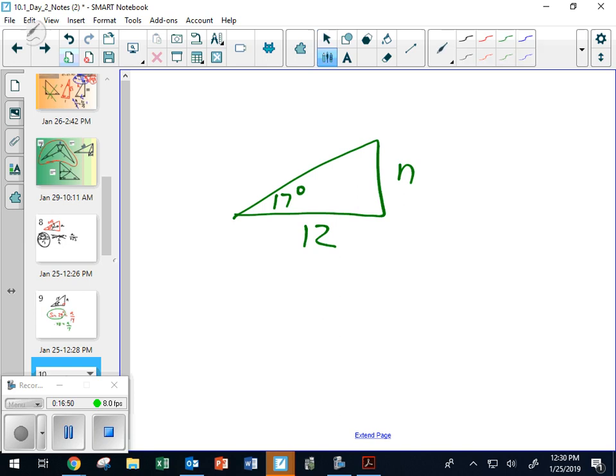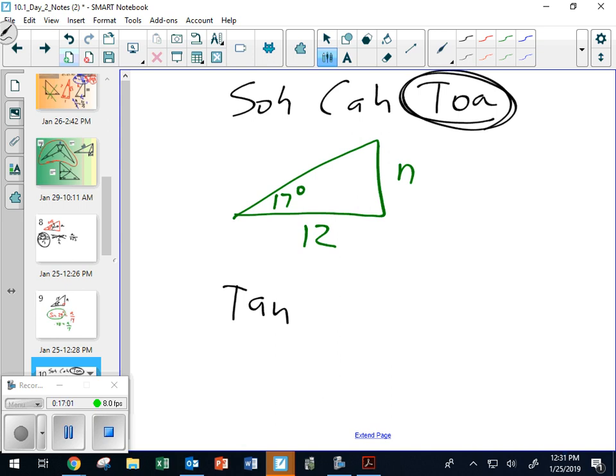Okay, I should have said tangent this time. Why? Because there's no hypotenuse. If you look through SOHCAHTOA, if you don't have the hypotenuse, tangent's the only thing you can use, because it uses opposite and adjacent. And I have opposite and I have adjacent. So tangent of 17, that's where the angle always goes, equals TOA, opposite over adjacent.